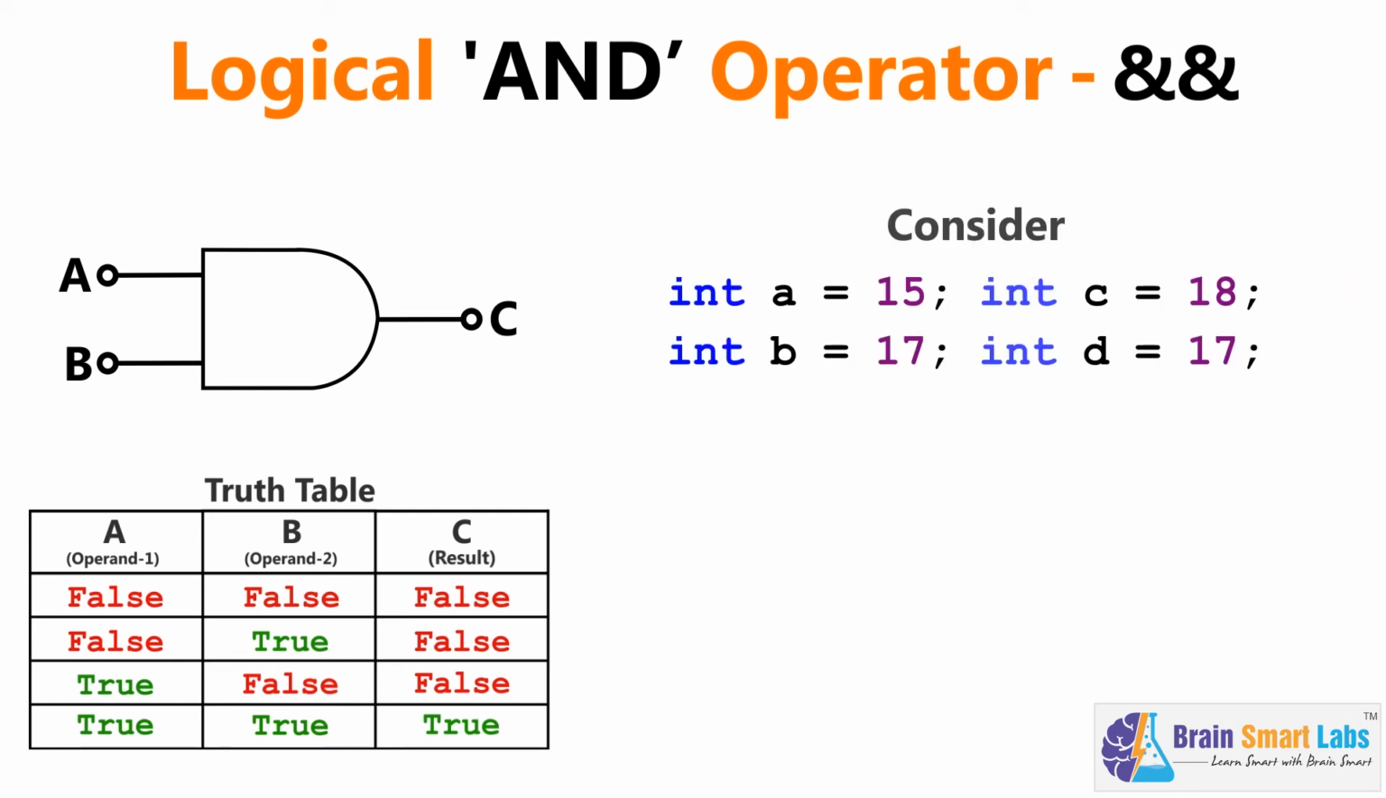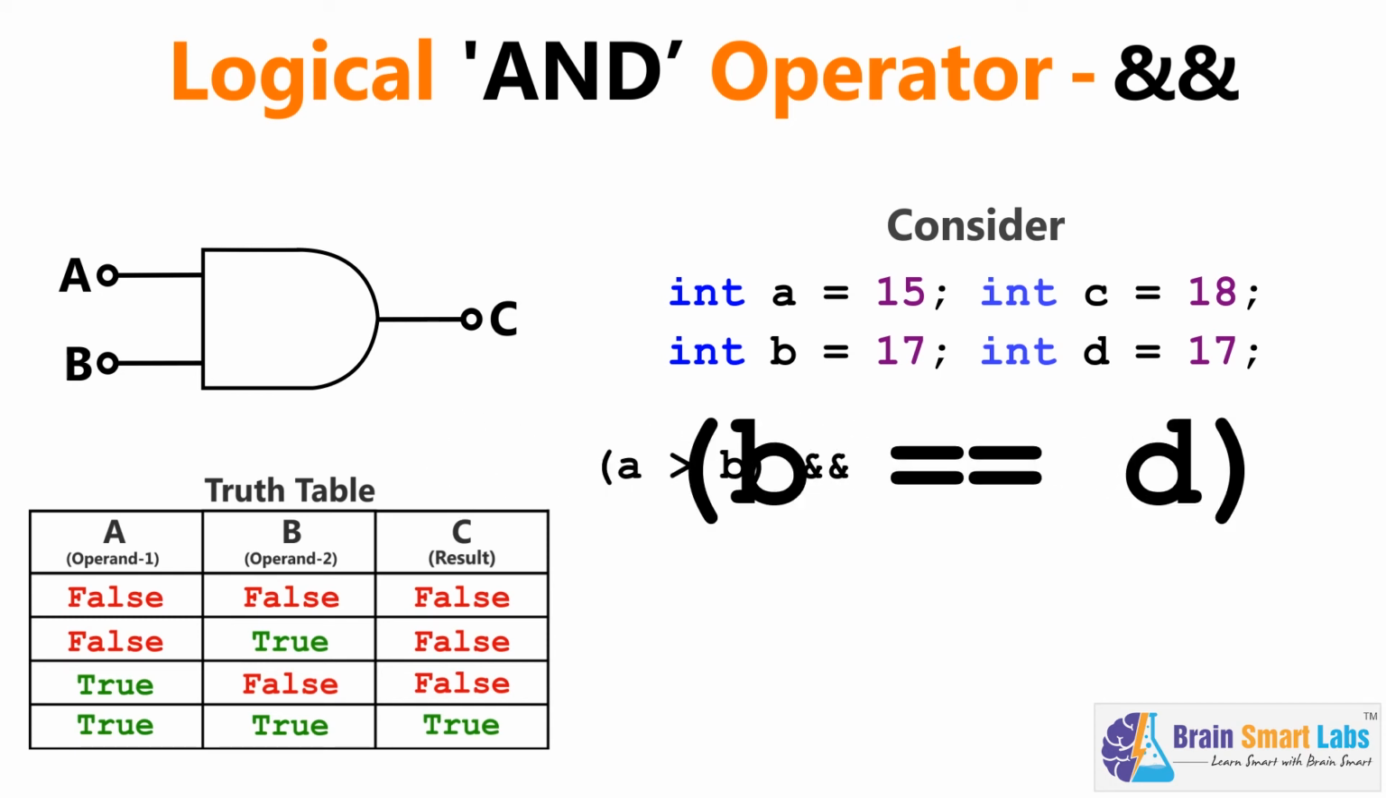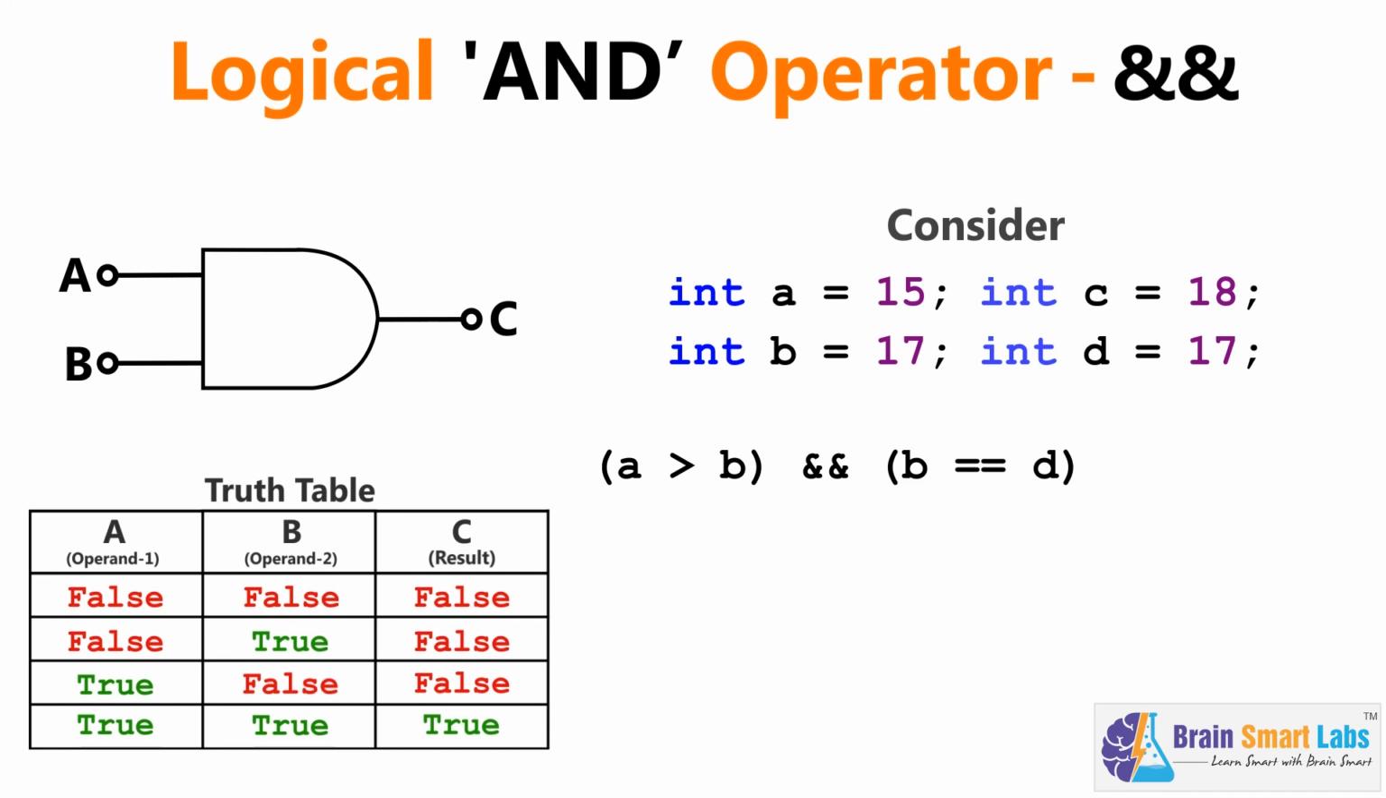Now consider the variables a, b, c and d with corresponding numerical values as seen over here. In the below seen logical AND expression, the first relation a > b relates to false, whereas the second relation b == d relates to true. As per the truth table defined, one of the relations has turned out to be false and so the output of this logical expression will also be false.